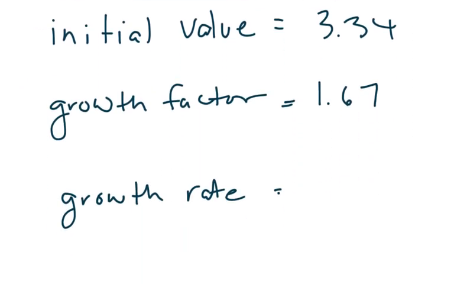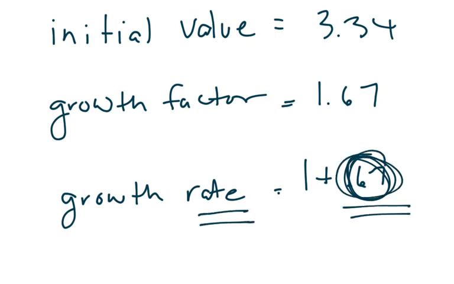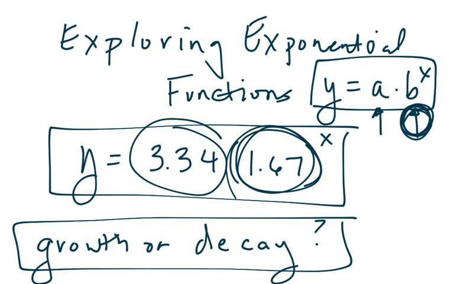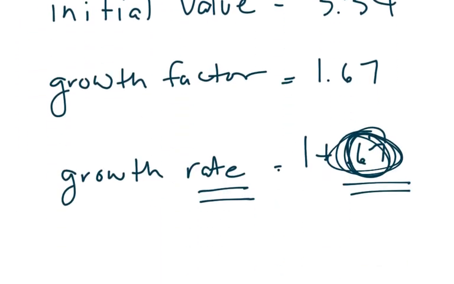All right. What's the growth rate? Well, when you break these growth factors up into a 1 plus something, then this becomes the growth rate. Okay, it's a rate. If there was a problem here, they'd be talking about something growing by 67%. Okay, so that's how you get that information out of the original equation.